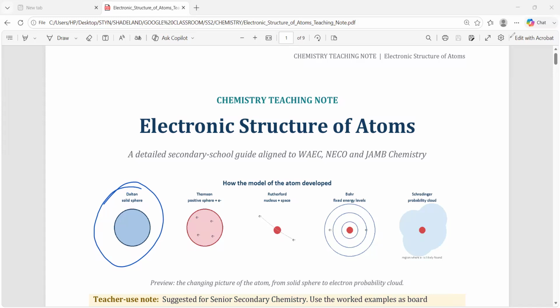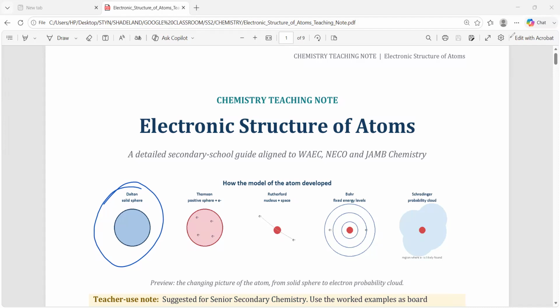Indivisible. Okay, sorry. So Dalton assumed that the atom is not divisible. It cannot be divided any further. But J.J. Thomson discovered protons and electrons.